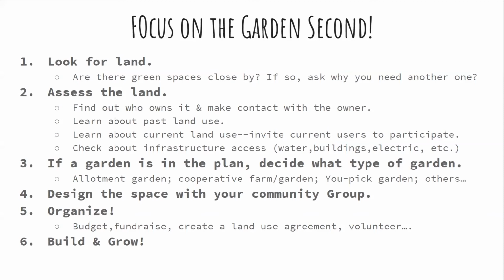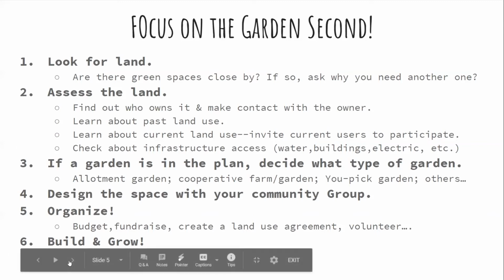And then the final part of the garden or green space is build and grow. Start working together to build or implement your plan, and then continue checking back in to make sure that plan is happening and that you are following through.